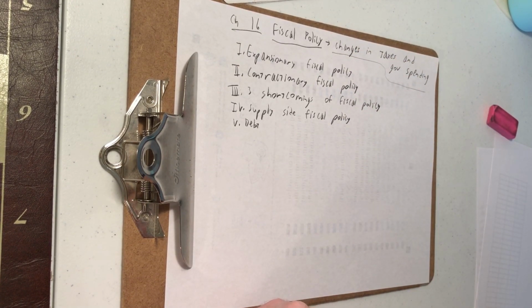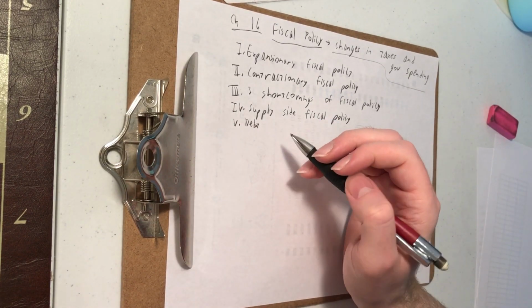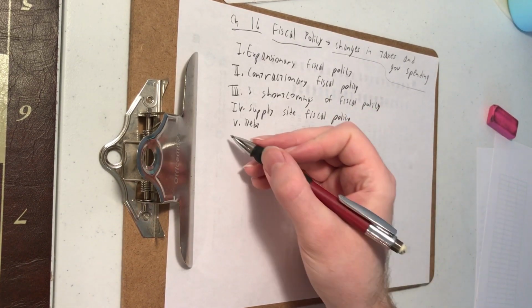Now there's a parallel, and just as there is expansionary monetary policy, there's also expansionary fiscal policy, and same for contractionary. Fiscal policy also has some shortcomings, which we'll talk about as well. And then there is supply side fiscal policy. Now our book just stops there, but I also thought we should talk about the debt as well. So I'll have an extra section about that.